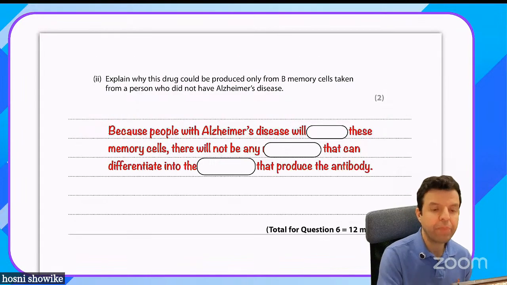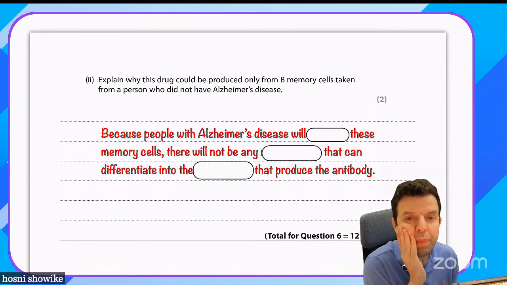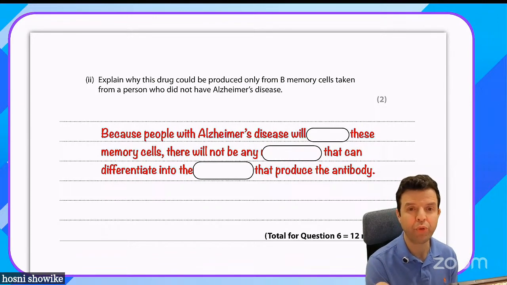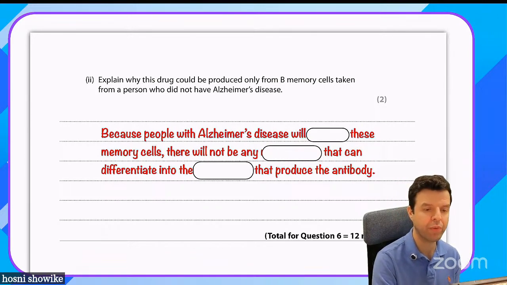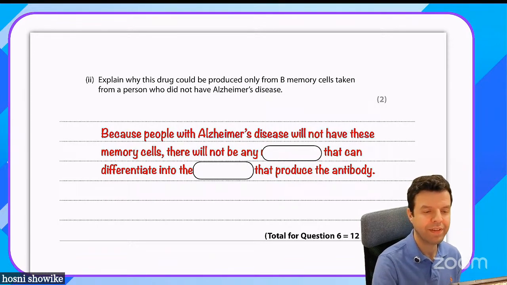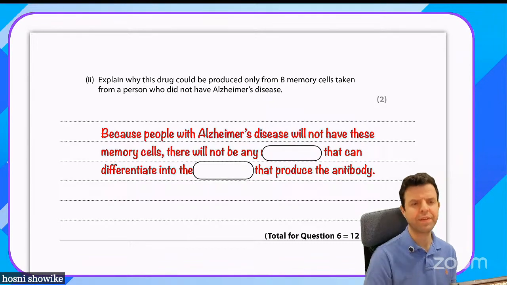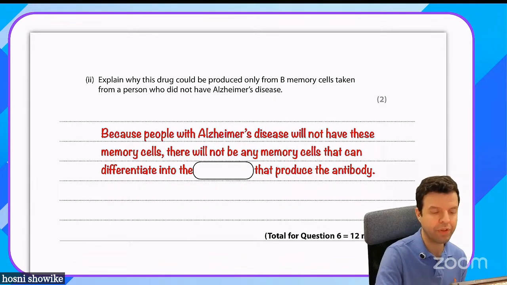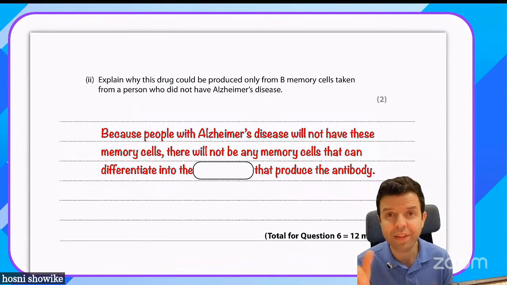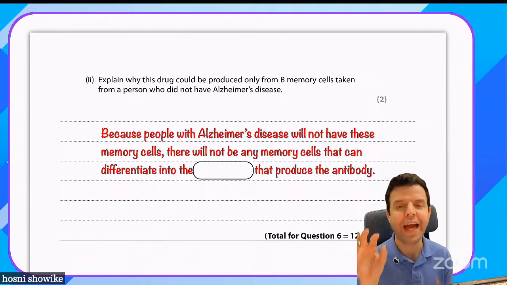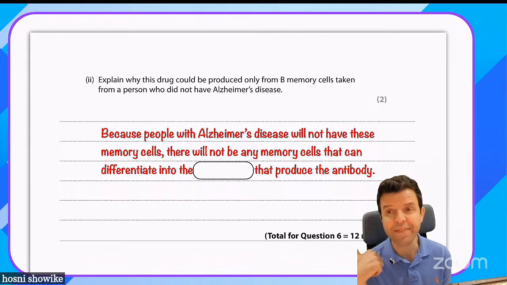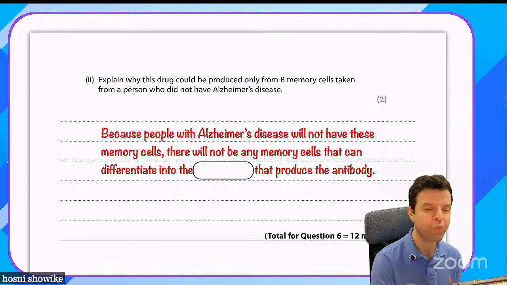Here comes the last bit of this question. Explain why the drug could be produced only from B memory cells taken from a person who had the disease. That's what I was trying to tell you. It means that he has not in fact had that disease. He has memory cells. And do you remember the cell that actually makes antibodies? It's the activated B cell. When a B cell has been activated, that's when it becomes the plasma cell.